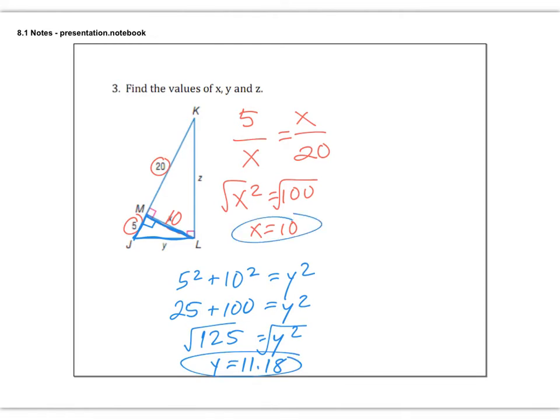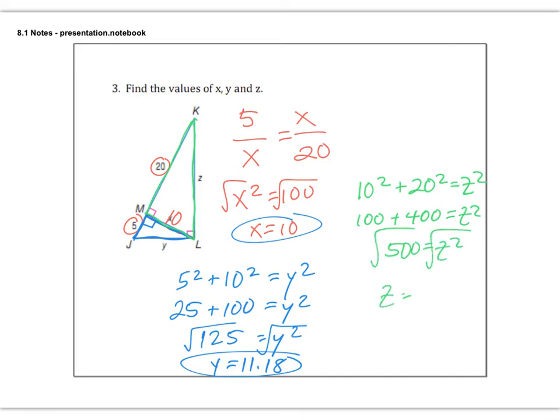Last but not least, let's find Z. So now we're going to use this medium-sized triangle up here in the green, and we can do the Pythagorean theorem again. We have another right triangle, so we can go 10 squared plus 20 squared equals Z squared. So we have 100 plus 400 equals Z squared, which gives us 500. Take the square root, and Z ends up at 22.36. So just to recap, we did the geometric mean once to find that altitude, and then we did Pythagorean theorem, Pythagorean theorem.